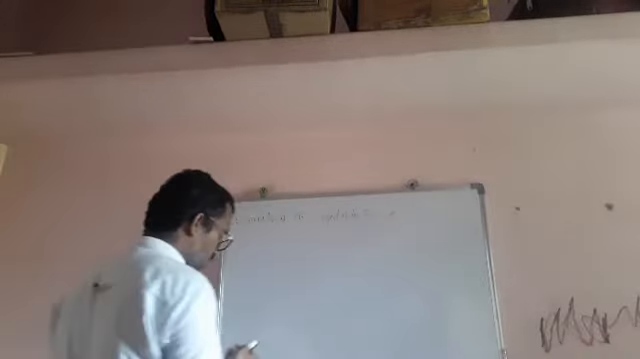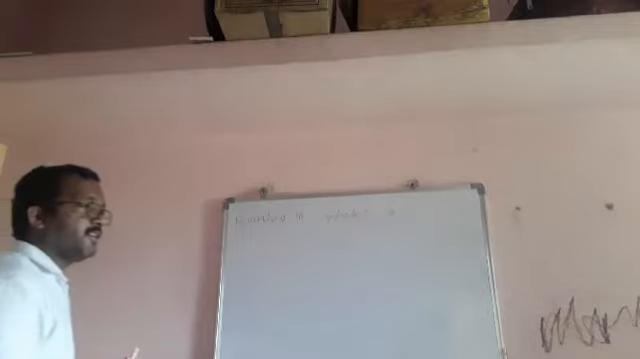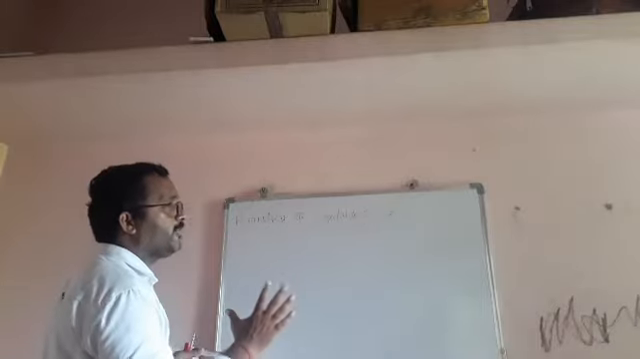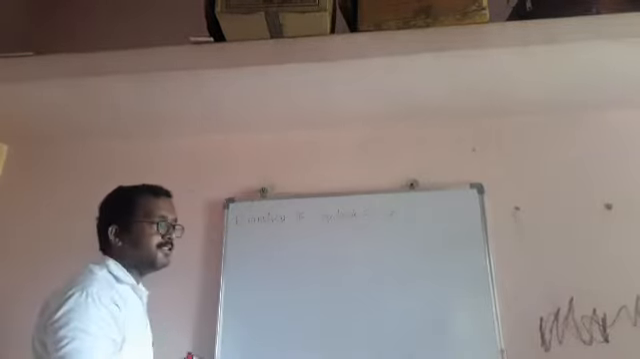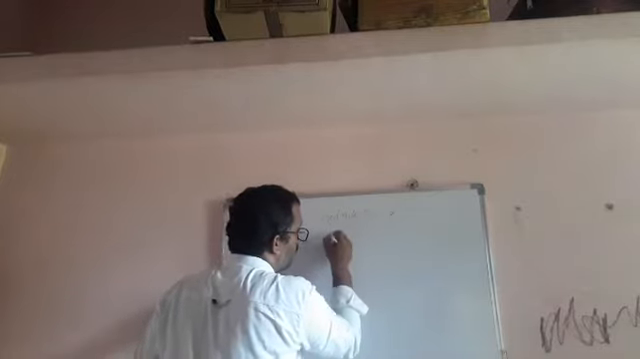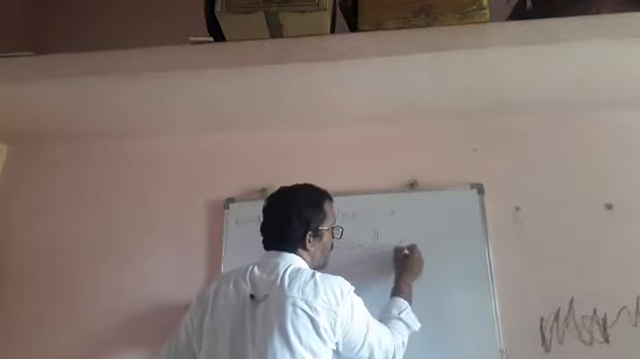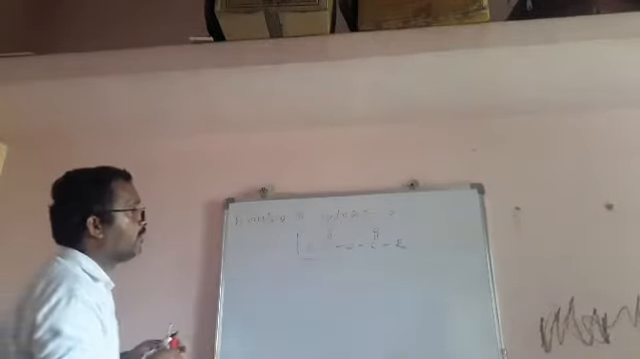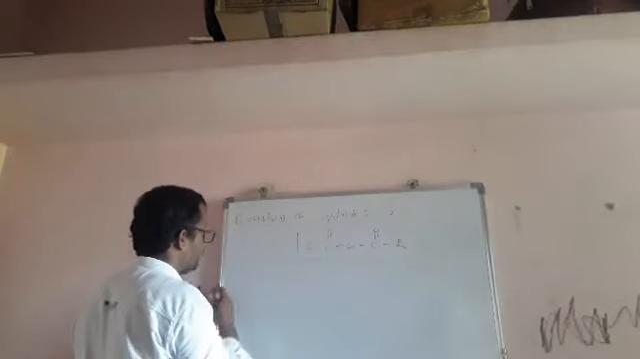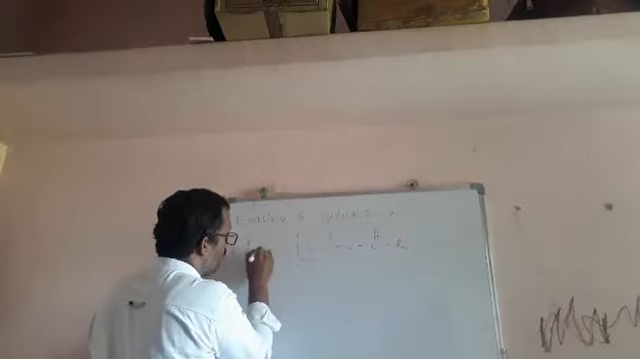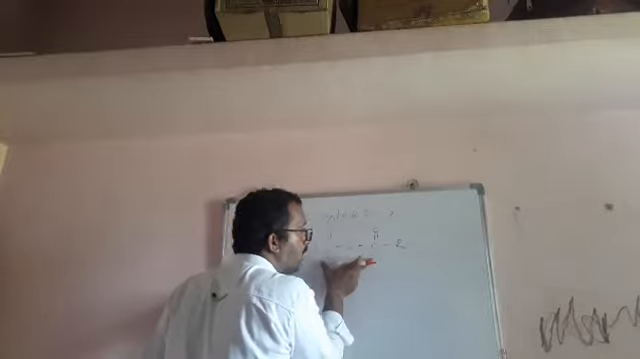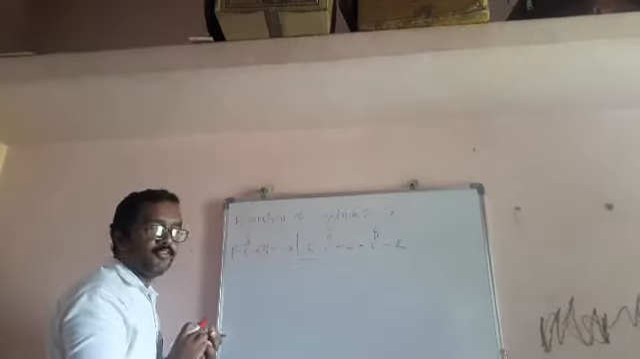Next, reactions of carboxylic acid, that is, the formation of anhydrides. When two carboxylic groups are bonded through an oxygen, it is known as an anhydride, that is RCO-O-COR. These anhydrides are formed from carboxylic acids, RCOOH. That is the formation of anhydride.